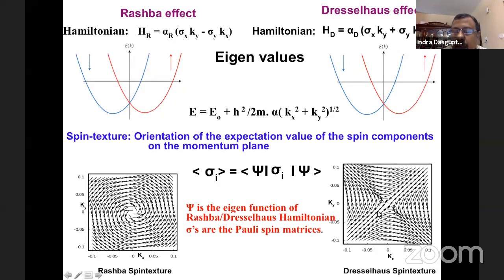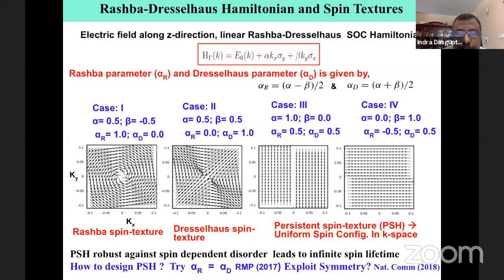On the contrary, you can see this is how the Dresselhaus spin texture looks. And what people are interested in is not only having the Rashba or Dresselhaus spin-orbit interaction, but also a particular kind of spin texture in designing devices. So this talk will possibly give you some insights by which you can think about understanding how you can control spin textures in these materials. Well, with this, let me go to the next slide.